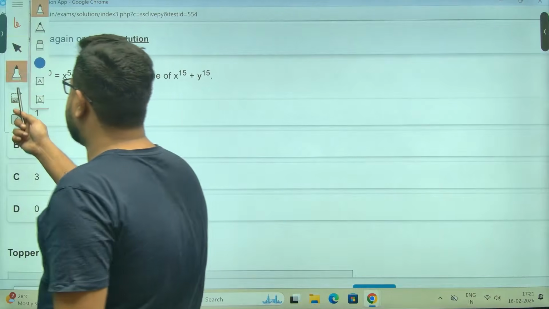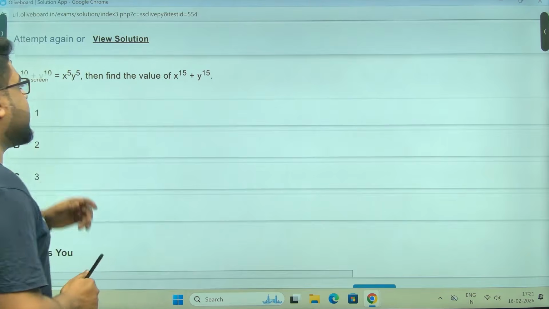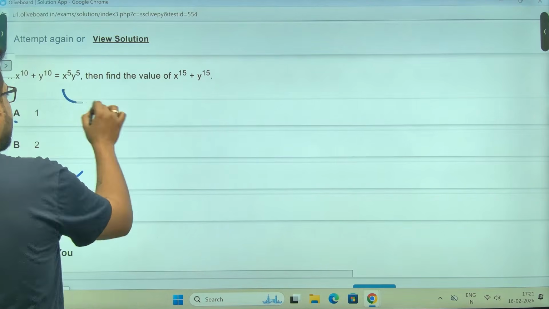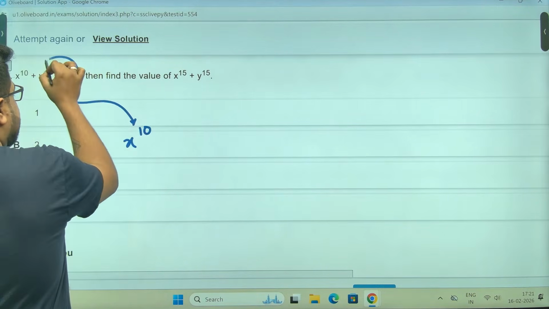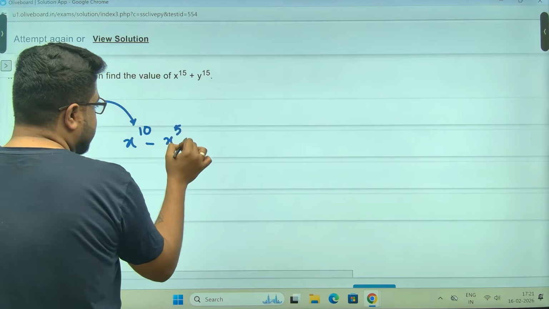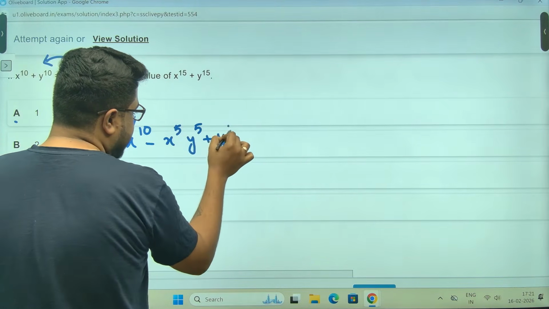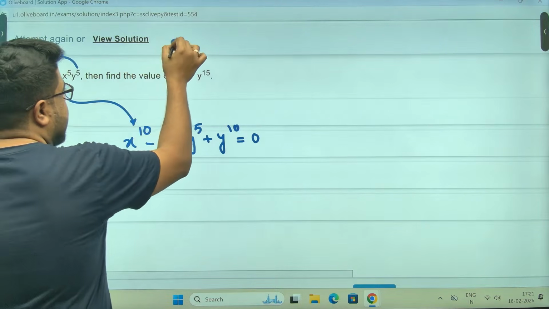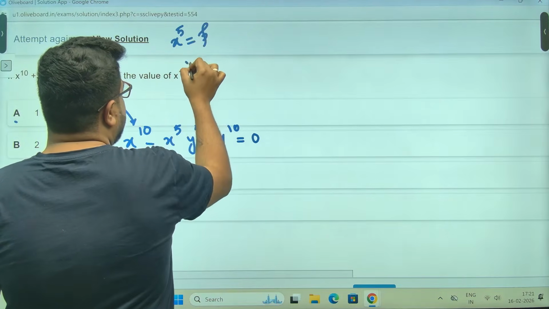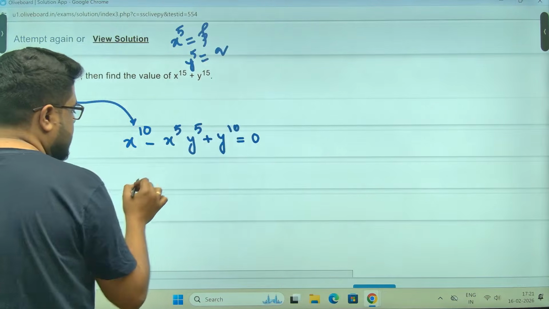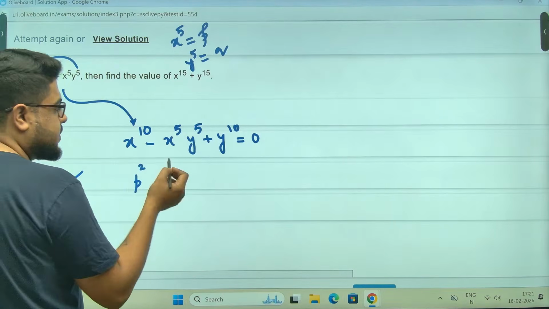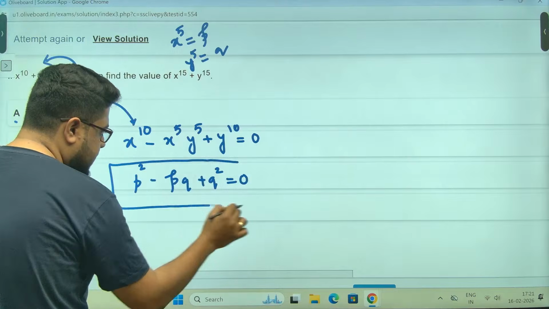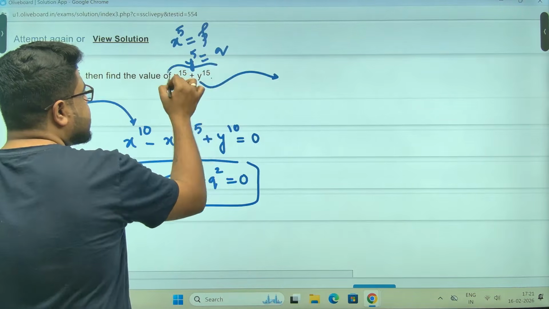This one, how to solve? X to the power 10... sir, this answer is 0. Again, this is a very simple question. It only looks difficult, looks deceiving. Take this to the left hand side: minus x to the power 5, y to the power 5 plus y to the power 10 is 0. If you are not comfortable like this, think of x to the power 5 as p and y to the power 5 as q. So p square, minus pq plus q square is 0, sir. And they are asking you what? P cube plus q cube, na?